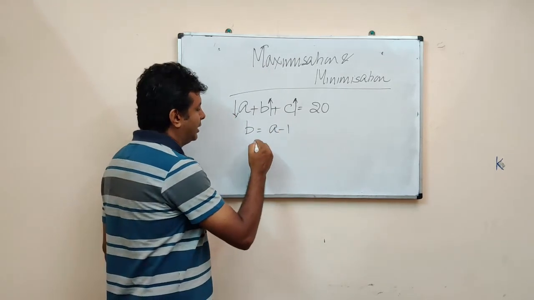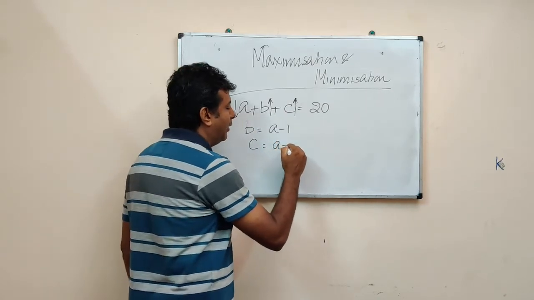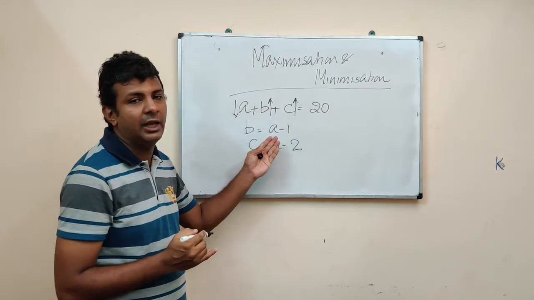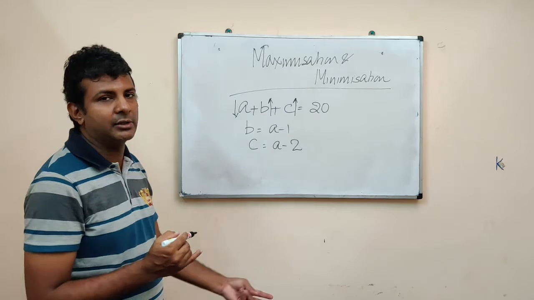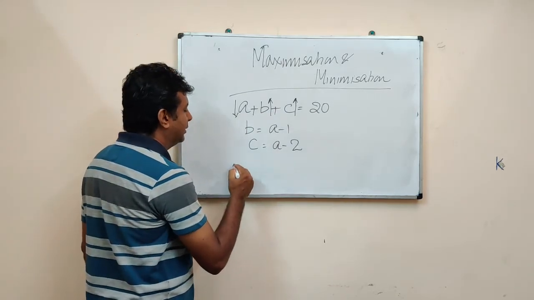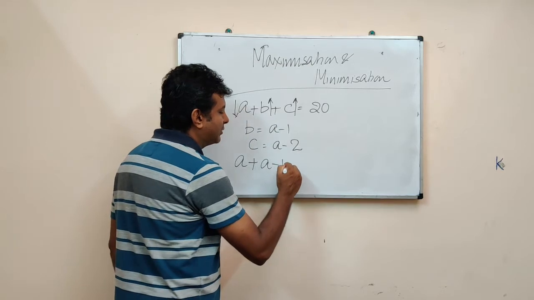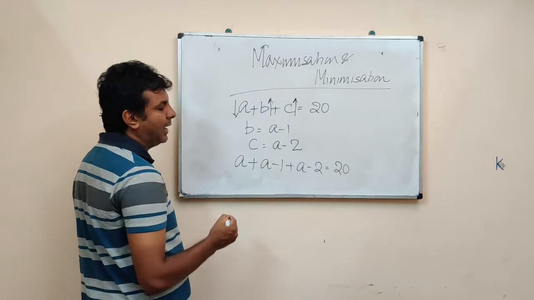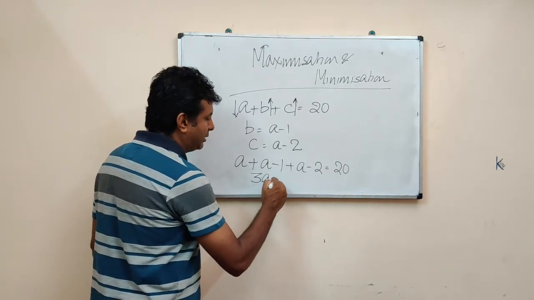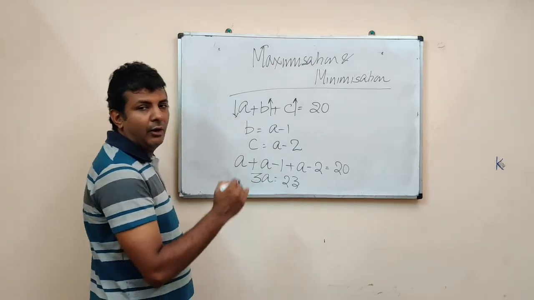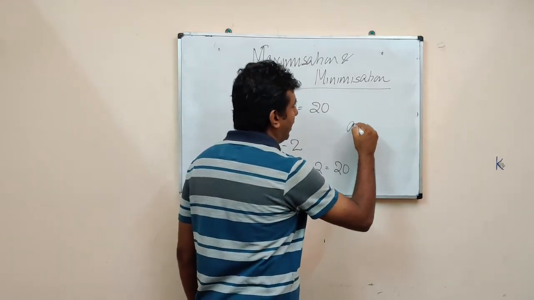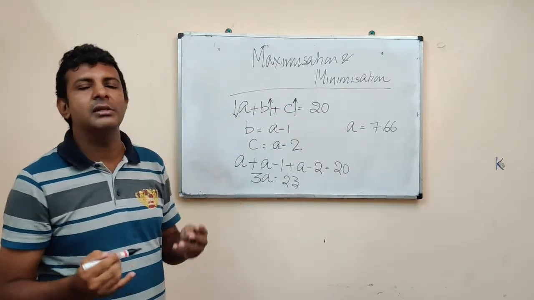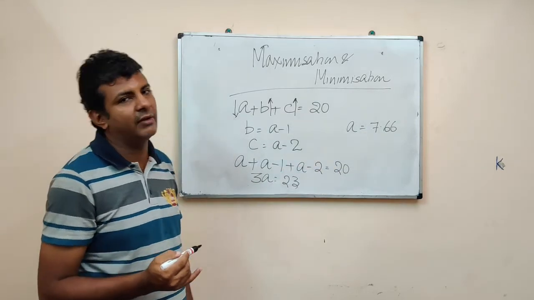With similar logic, C will be B minus 1, or A minus 2. Now you put this in this particular situation, you will get A plus A minus 1 plus A minus 2 is equal to 20. And that will tell us that 3A is equal to 23, which gives us the value of A to be 7.66. Now, it's already mentioned that A, B and C are all integers, so A cannot have the value 7.66.